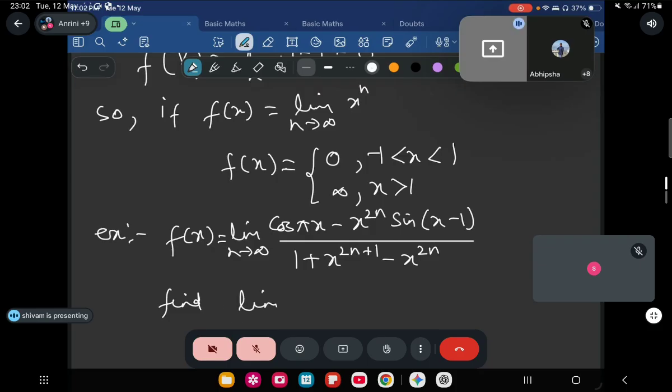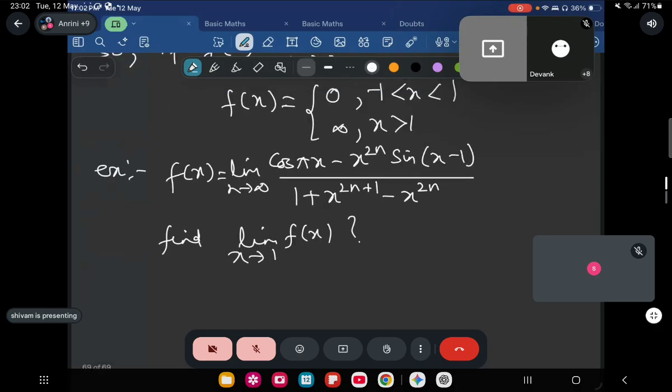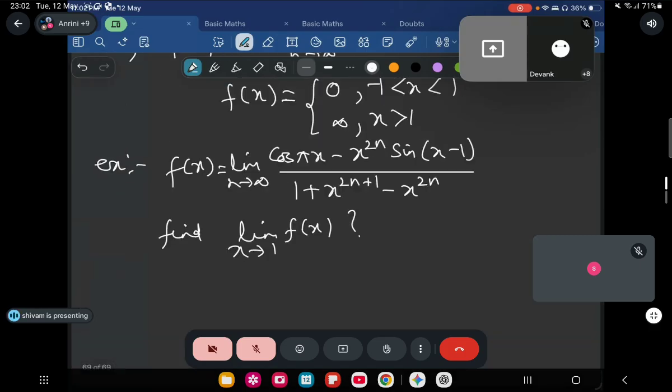Tell me, Devank, are you getting? This is the question, sir. And I'm asked to find out limit x tends to 1 f of x. Now, since we are asked to find out limit x tends to 1 f of x, then you have to define the function around 1. What will happen when x is greater than 1 and what will happen when x is less than 1?